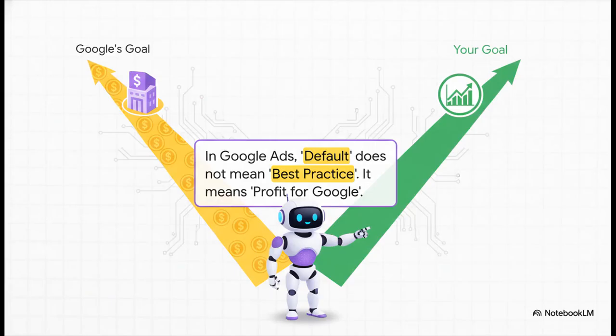And right there, that's the heart of the issue. You have to understand that when Google says default, it doesn't mean this is the best way to do things. It means this is the way that makes Google the most money. Their goal is to get your ads seen by as many people as possible because they charge per click. Your goal is to get seen by the right people. And those two goals, they are often not the same.